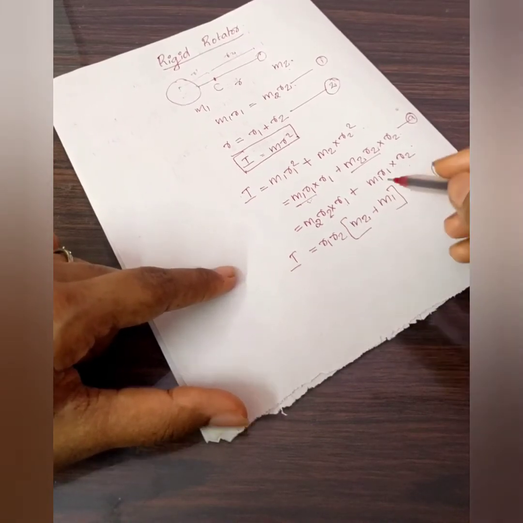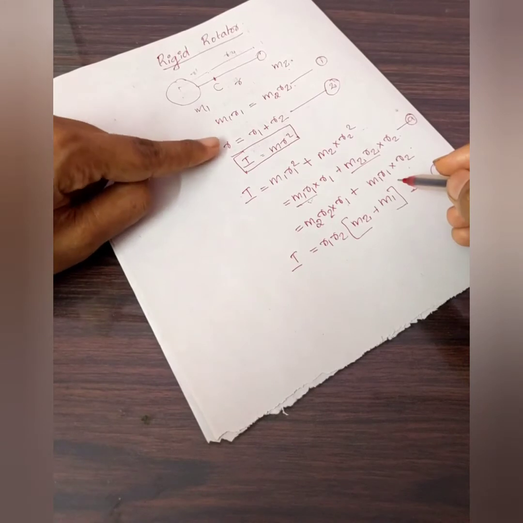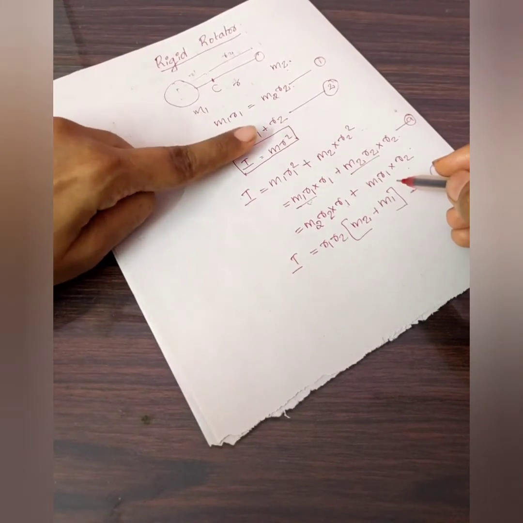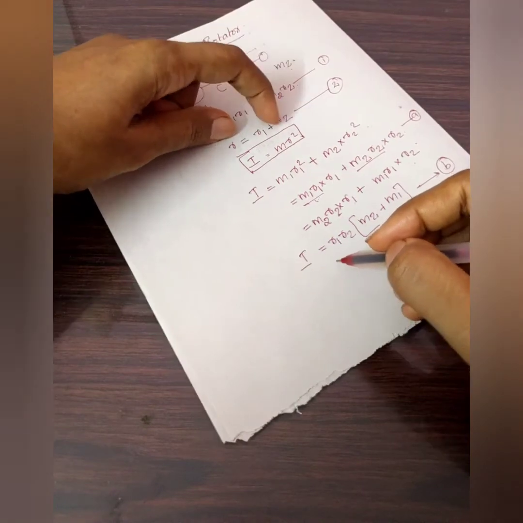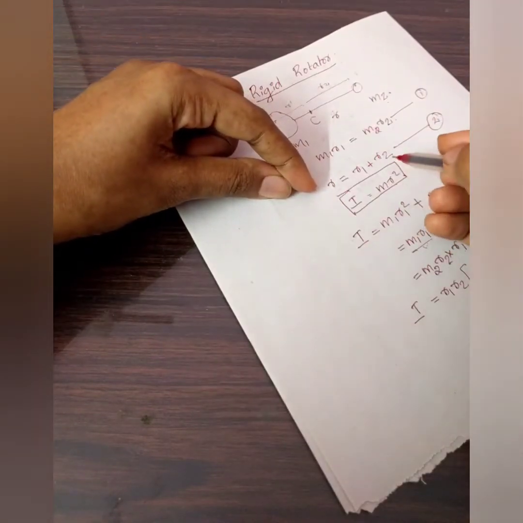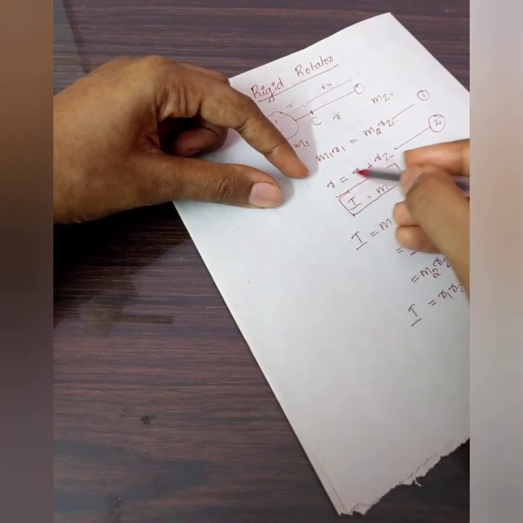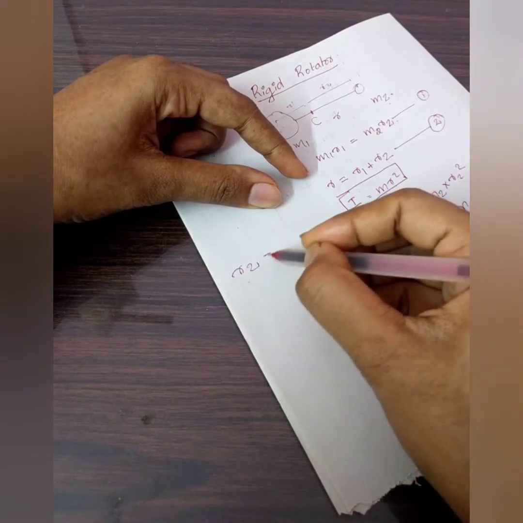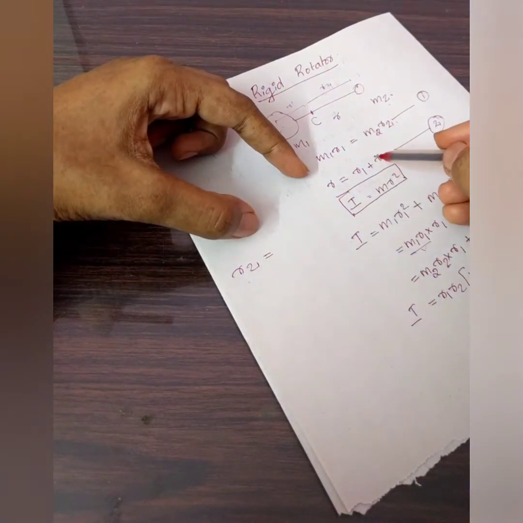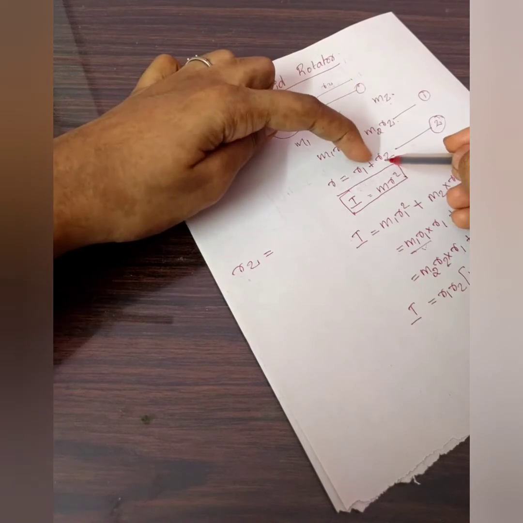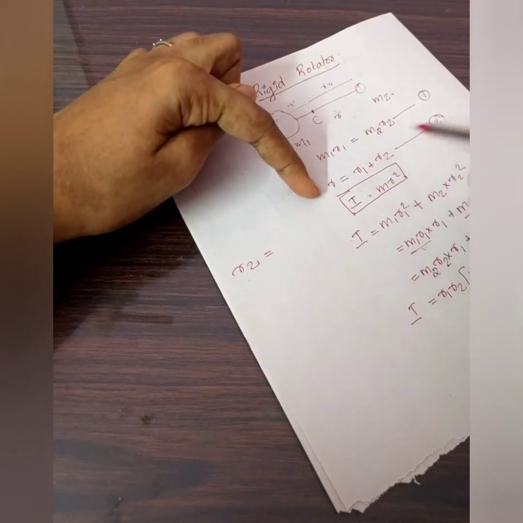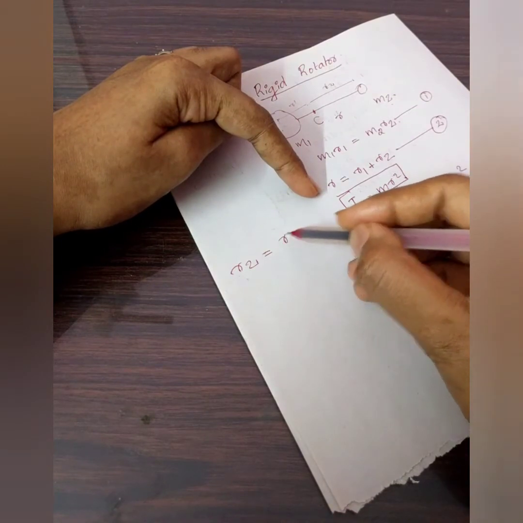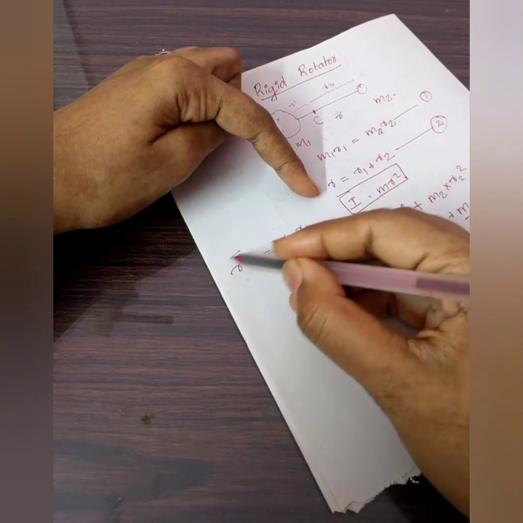Now here you have written R is equal to r1 plus r2. So I am going to rewrite this equation here itself, in terms of r2. R2 is equal to, now you have to take this r1 term to the left hand side. So it will be R minus r1.